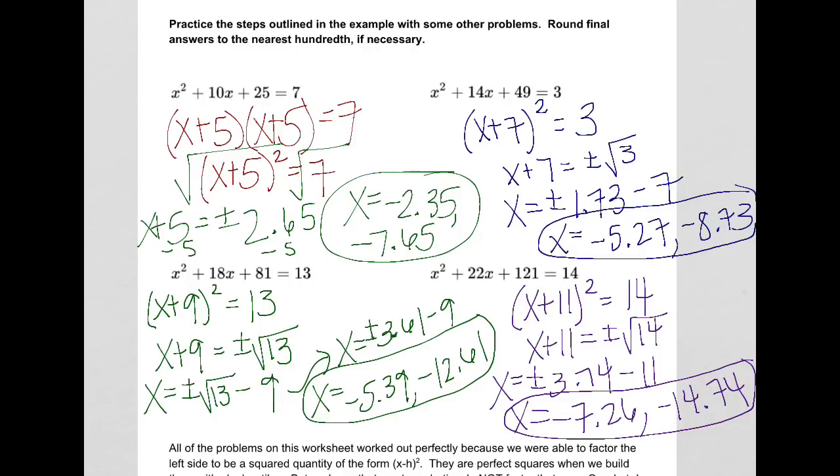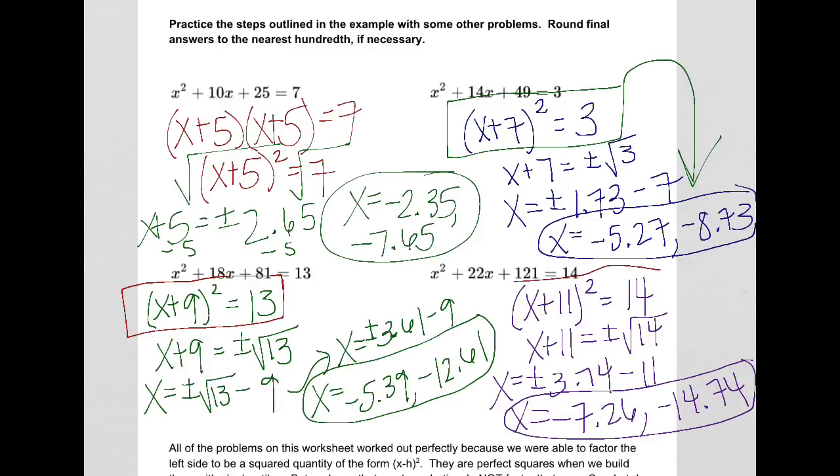On that first one, you should have had it factored to be x plus 7, the quantity squared, equals 3. And then your solutions ended up being about negative 5.27 and negative 8.73. Pause it, check yours. Hopefully you can follow my steps there if anything went wrong. The next one factored down here to x plus 9, the quantity squared, equals 13. And then when we go ahead and solve it, you get x equals negative 5.39 and negative 12.61. And then the last one, x plus 11, the quantity squared, equals 14. Solving that by square roots, you should get negative 7.26 and negative 14.74.